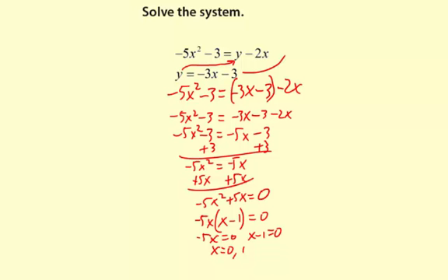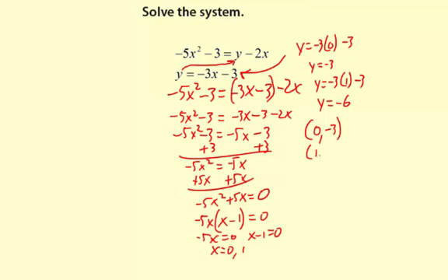Now I'm going to substitute back into the line with the two x values and find the y values. So I'll substitute 0 first. y equals negative 3 times 0, and then minus 3. So y equals negative 3. And then next one, substitute a 1. y equals negative 3 times 1 minus 3. So y equals negative 6. So the solutions are 0, negative 3, and 1, negative 6.